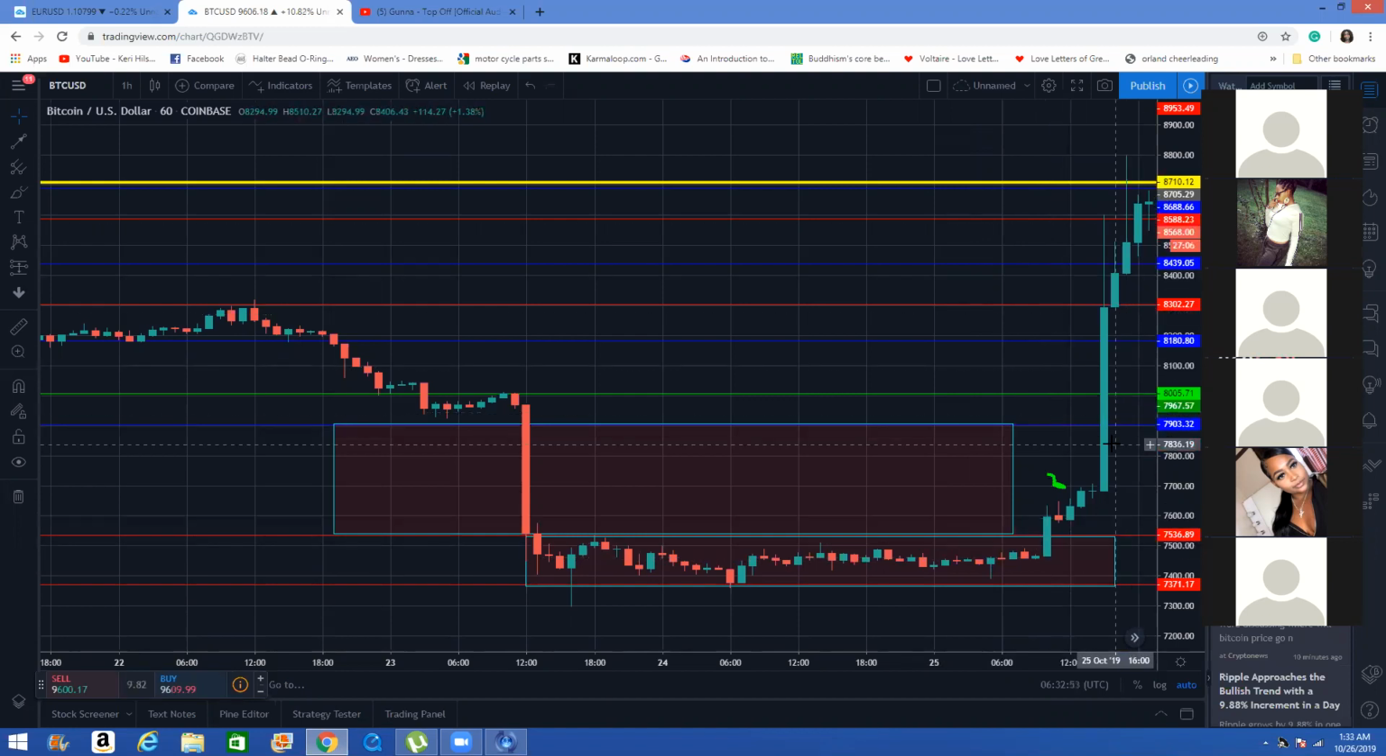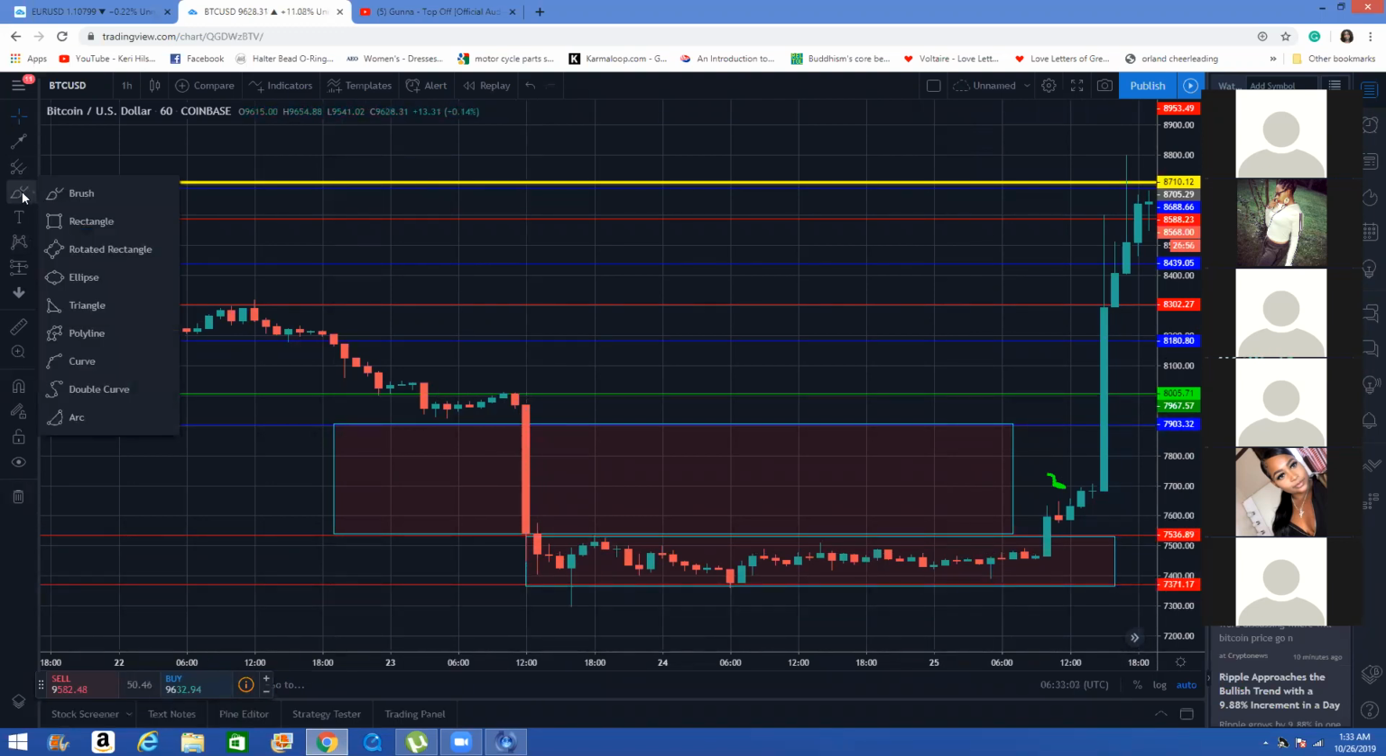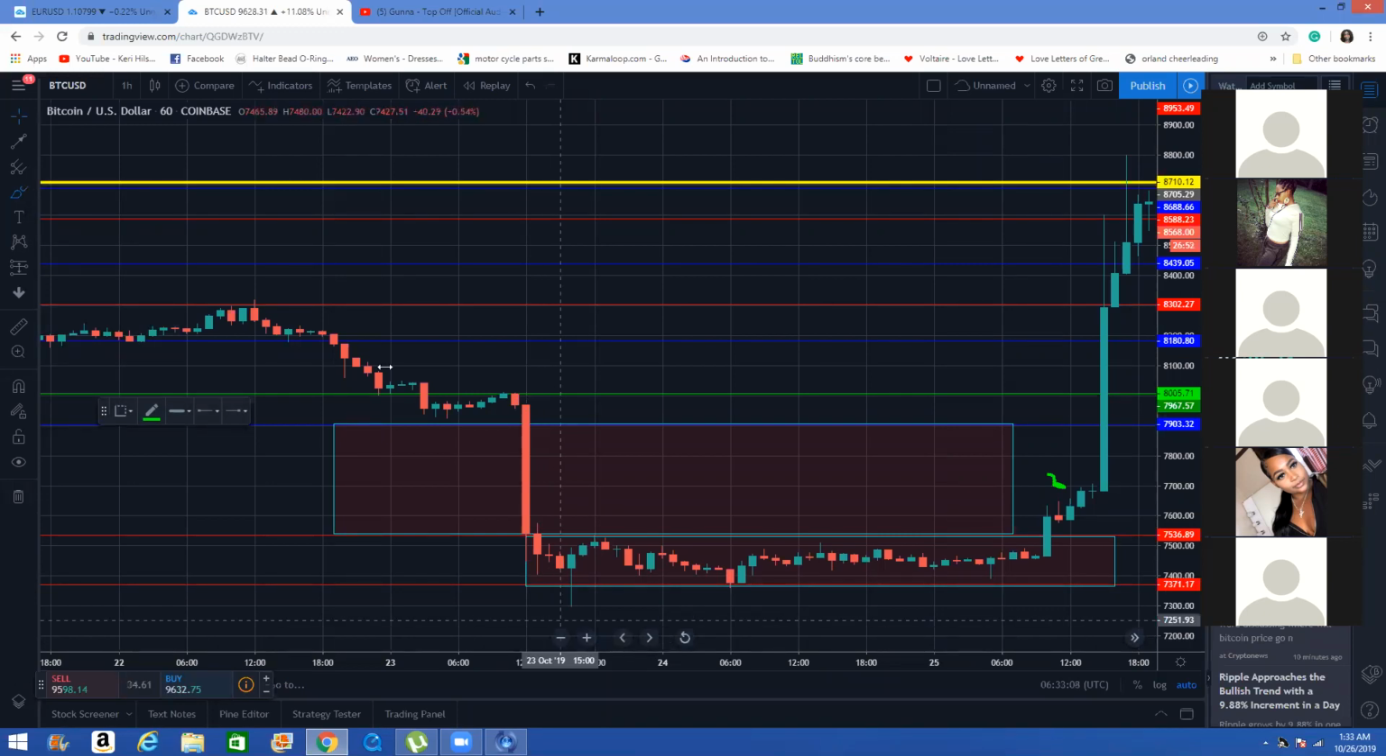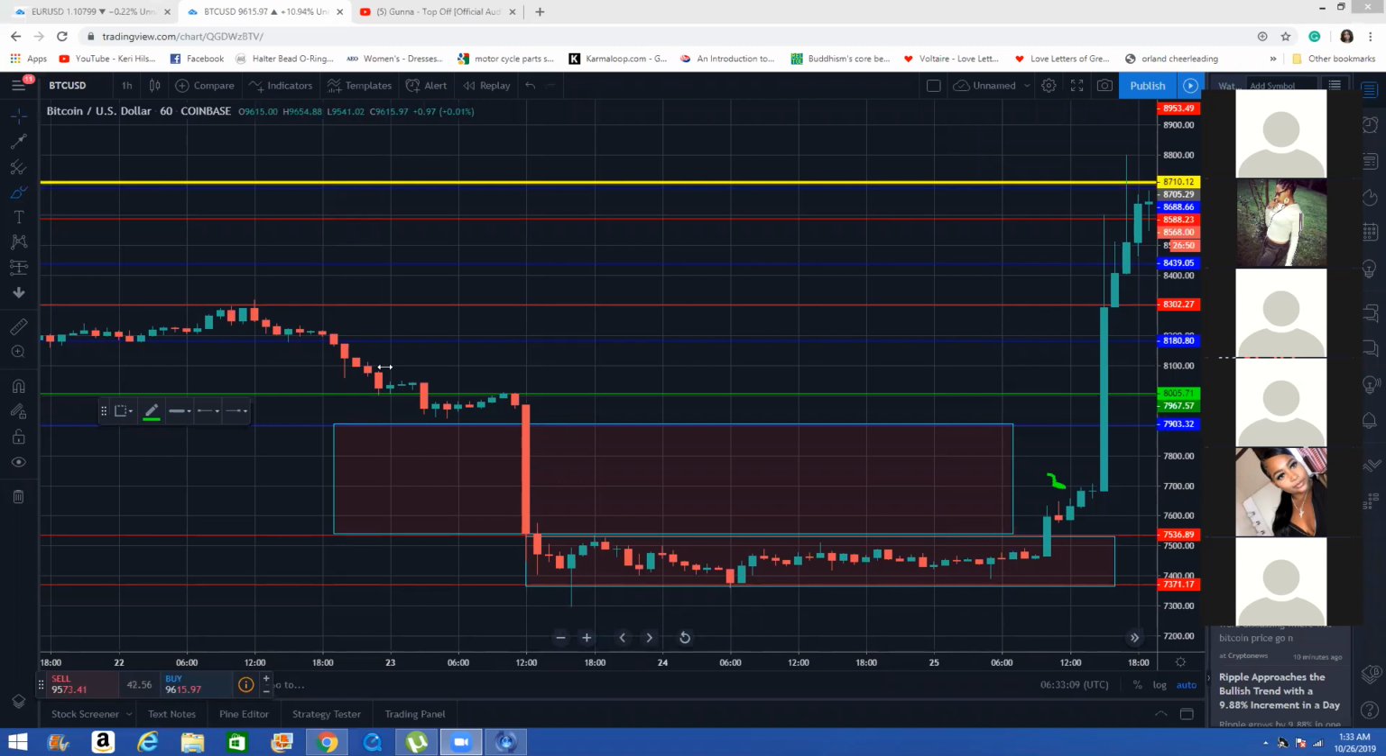I know it's going to go back down, it's just tripping right now. A lot of people are doing that. But the smarter person would have put that sell stop right here. They would have put that sell stop right here. Damn.